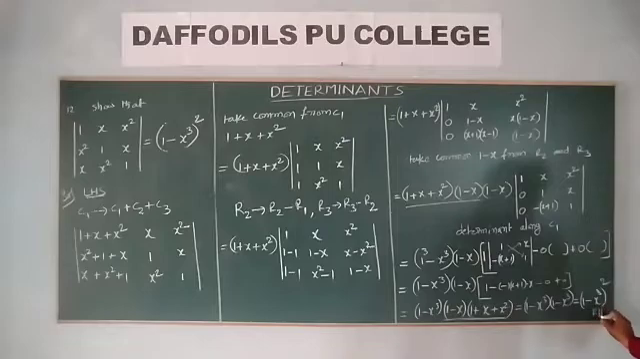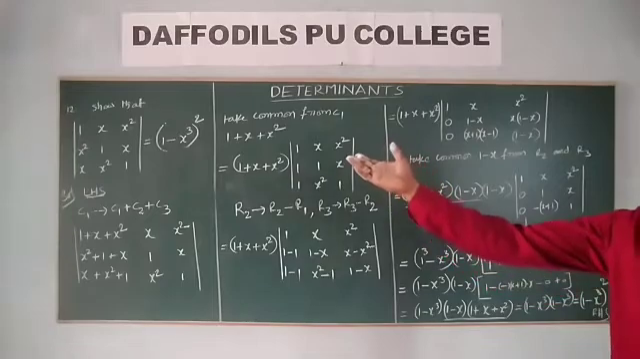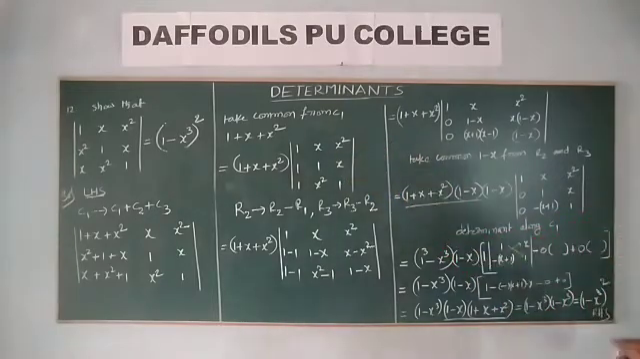Finally, 1 minus x cube whole square. This is the RHS. So shown that the value is equal to the RHS, 1 minus x cube whole square. So this is the RHS, 1 minus x cube whole square.